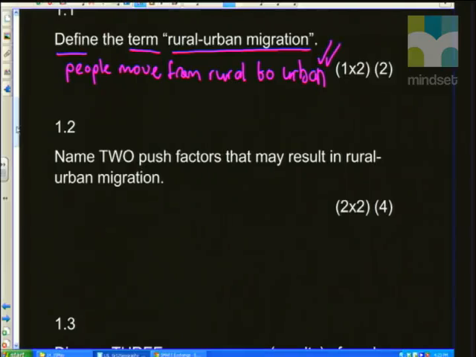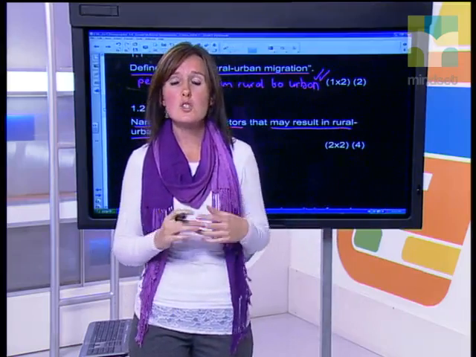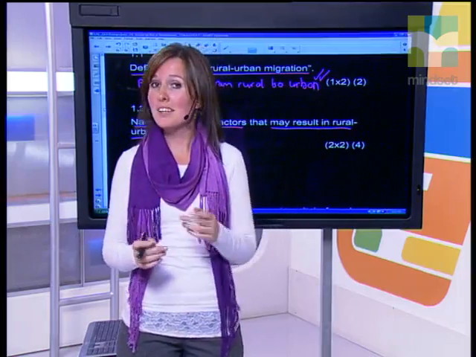Question 1.2. Name, so you don't have to discuss, just name 2 push factors that may result in rural-urban migration. Remember, we were talking about things like the lack of services, the lack of infrastructure. There's also a lack of entertainment in rural areas, so people choose to leave to go to the cities. They might find that natural disasters also force them to move. So luckily, this question's only for 4 marks and 2 factors, but that could possibly also be an essay question.